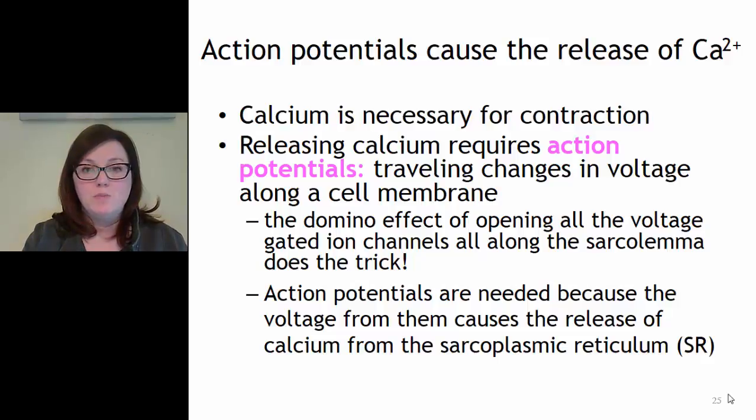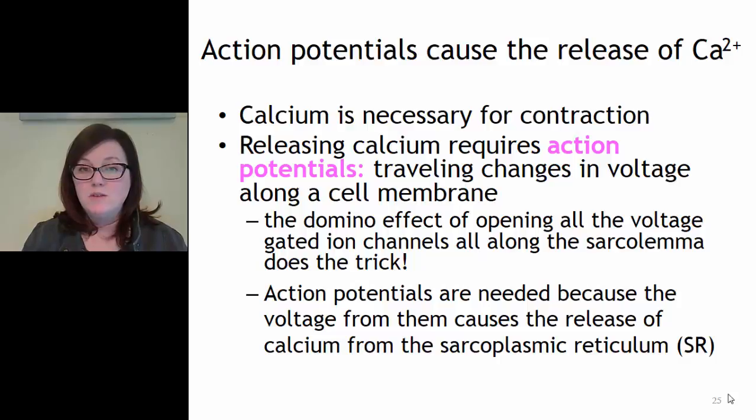So what's the whole point of the action potential? Now that we have this traveling change in voltage, we're knocking down all these dominoes, opening up all of these voltage-gated channels all along the whole entire cell membrane of the muscle fiber. Why? What's the point? Well, the point is that action potentials cause the release of calcium. Calcium is necessary for contraction. Releasing calcium requires an action potential. It requires that traveling change in voltage along the cell membrane.